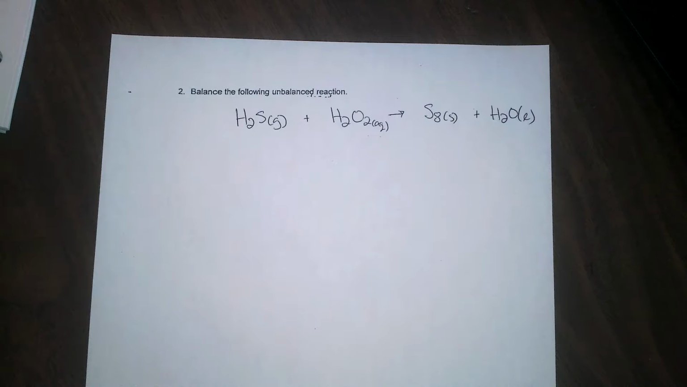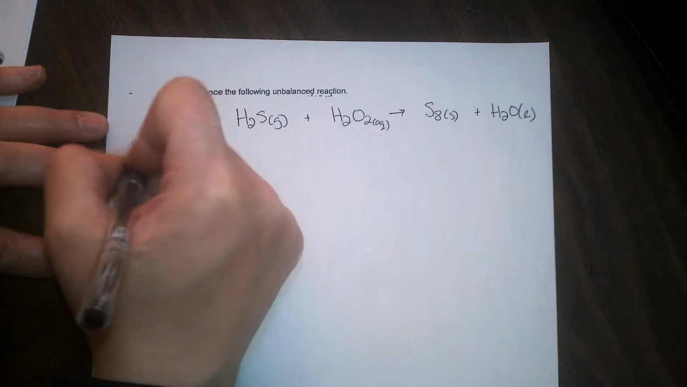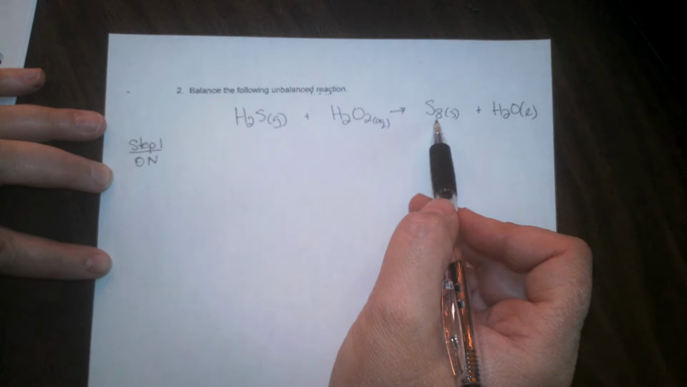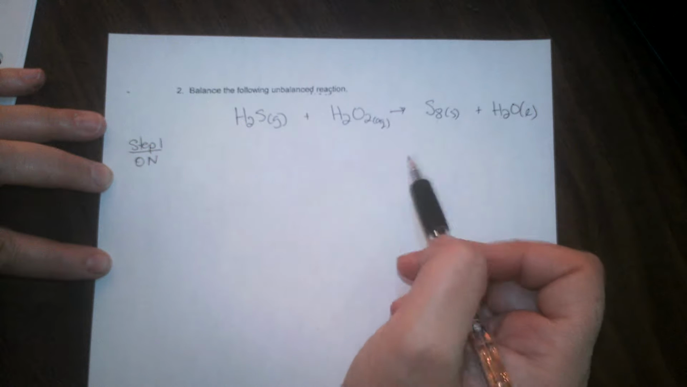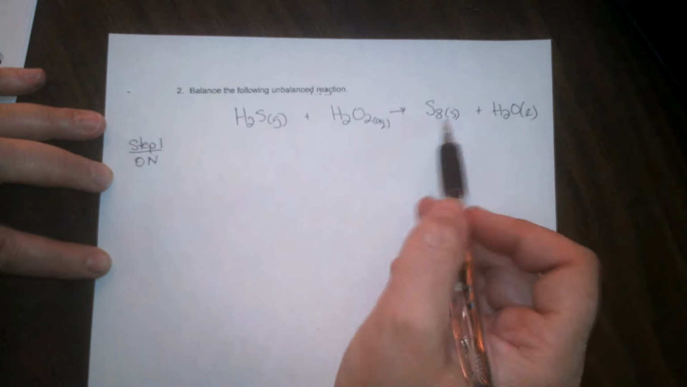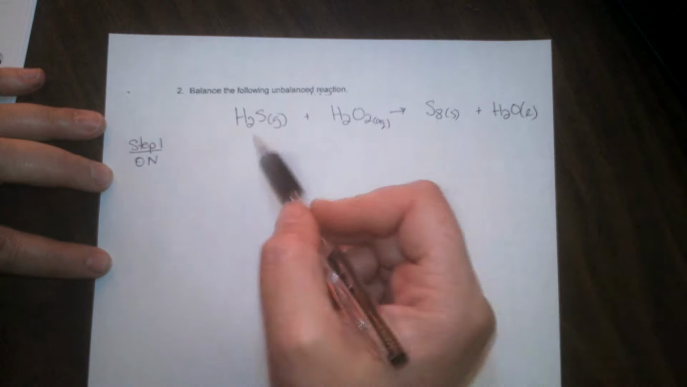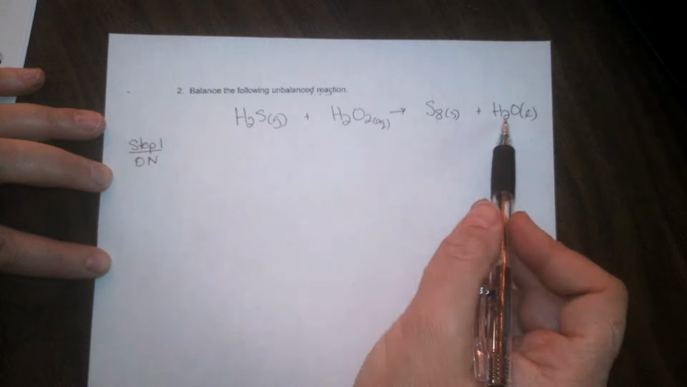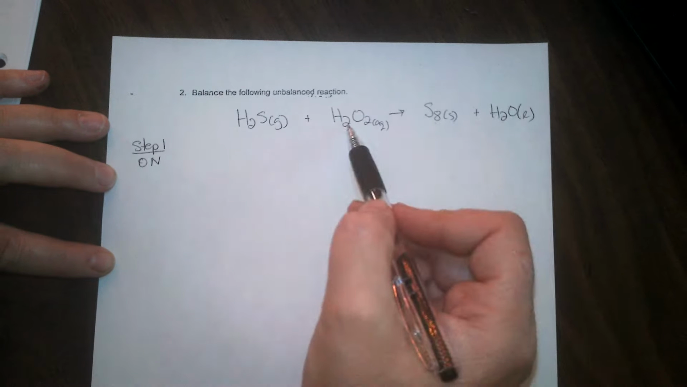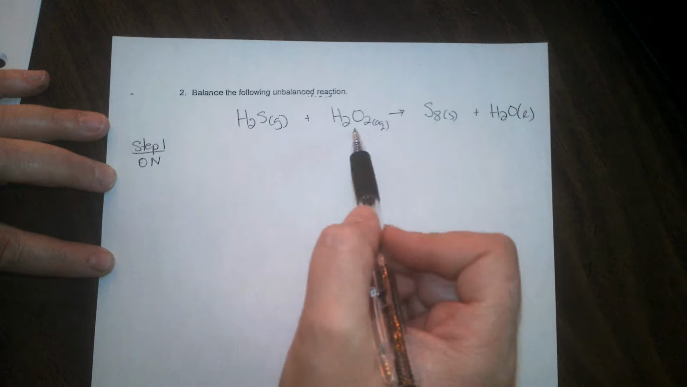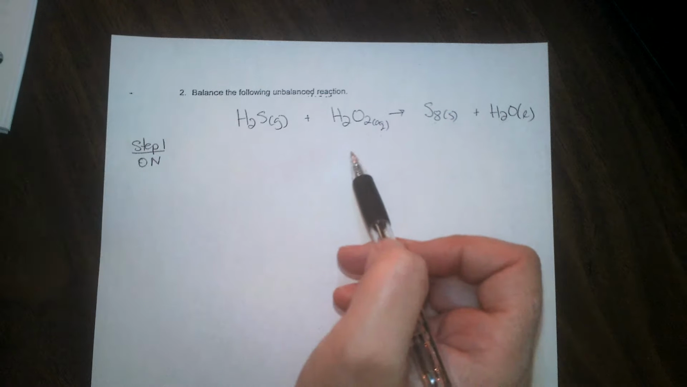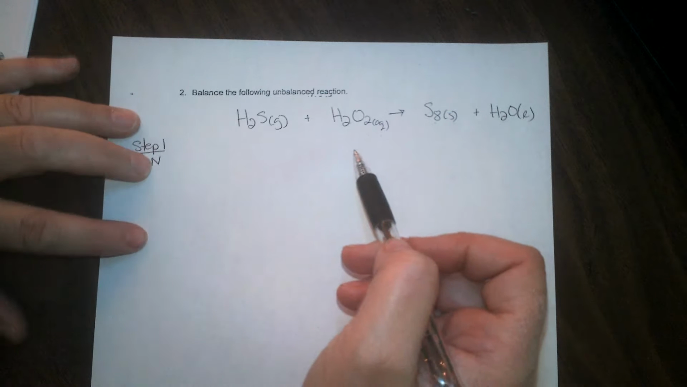Okay, first step is S8. S8, sulfur, elemental sulfur. Water, yeah, this is peroxide. This is water. This is peroxide. Okay, let's go through and let's do oxidation numbers.